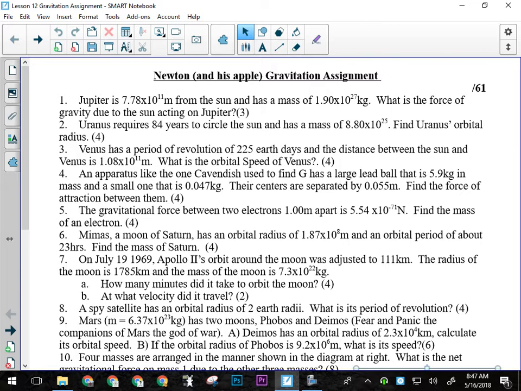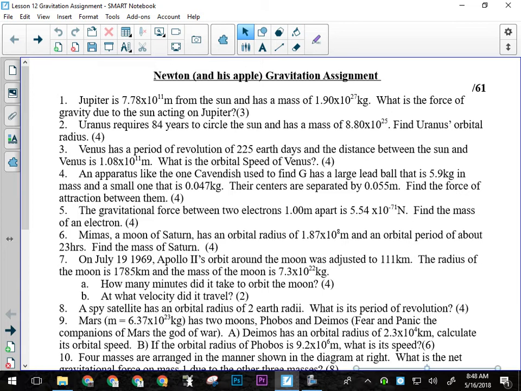Like number one, there's nothing really tricky about it. We're given the distance Jupiter is from the sun, and we're given its mass. We're looking at the force of gravity between the sun and Jupiter. Number two, they tell us how long it takes Uranus to circle the sun. So they're giving us the orbital period. They're telling us its mass, and they're looking for us to find Uranus's orbital radius. There are two ways to do that question.